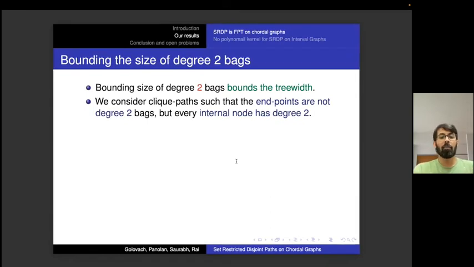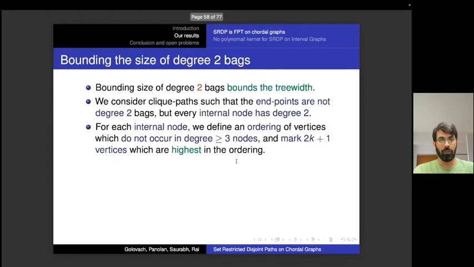Now we consider clique paths such that the endpoints are not degree 2 bags, but every internal node has degree 2. So the endpoints are degree 3, or they have terminals and such that their size has already been bounded, or they are leaf vertices. But all the internal nodes have degree 2. And now we want to bound the sizes of all such internal bags.